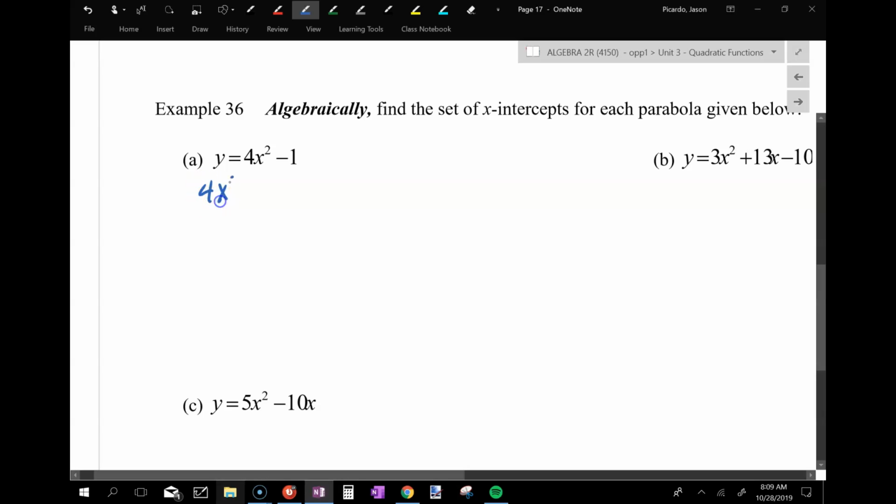So I have 4x squared minus 1 equals 0. I have 3x squared plus 13x minus 10 equals 0. And I have 5x squared minus 10x equals 0. Take a minute, factor each of those, and find the roots.